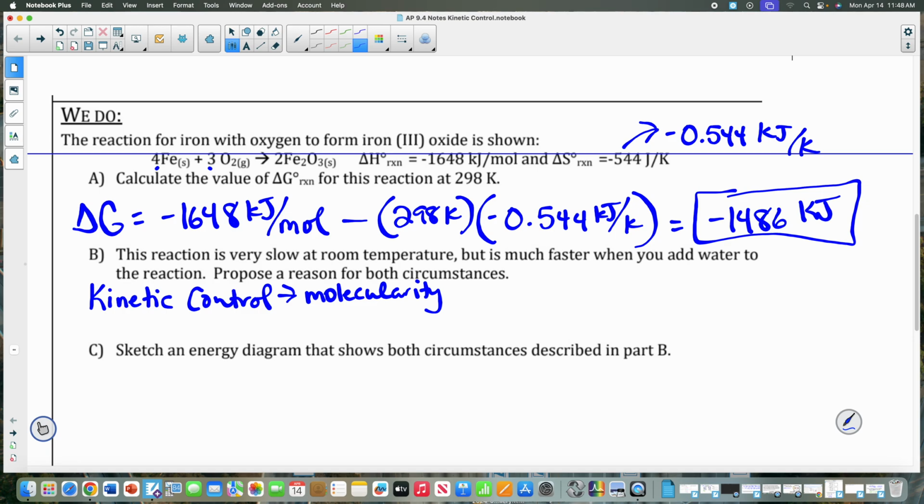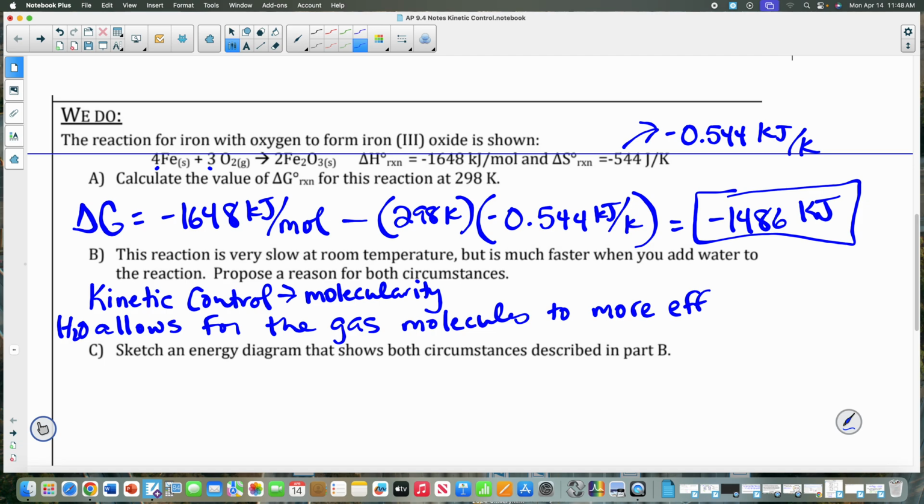Correct. So it's allowing those gas particles to stay dissolved long enough to collide more effectively. So H2O allows for the gas molecules to more effectively collide with the iron atoms.